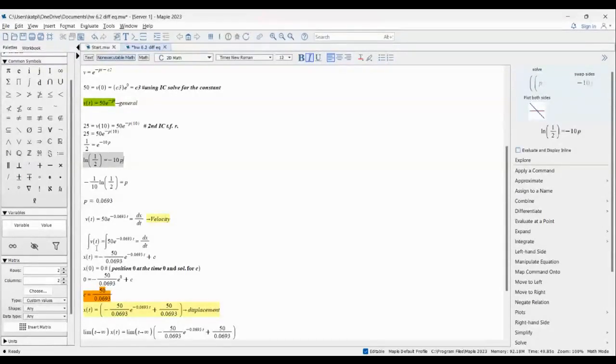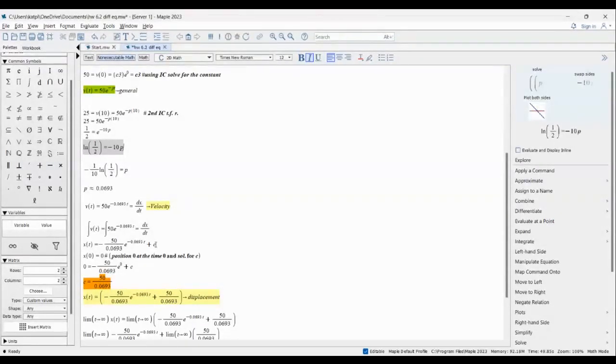So integrating both sides, v(t) becomes x(t). And then right here, we would just take this exponential and divide by it, which would leave us with x(t) equals negative 50 over 0.0693 e to the power of negative 0.0693 t plus c. So now we just need to find the c.